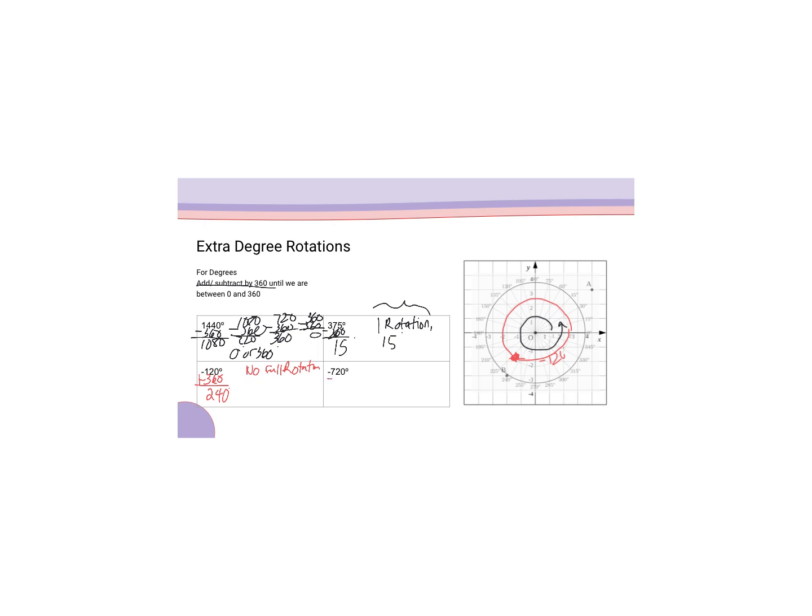Whereas negative 720, if I keep adding 360, I get negative 360. I'm going to add it again. So this is 2 full rotations now.